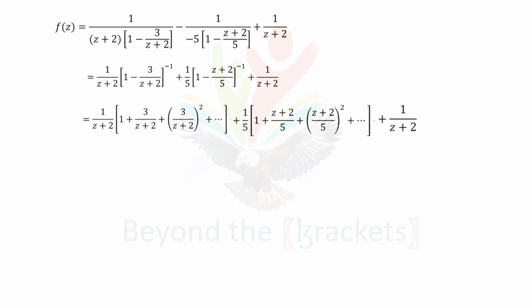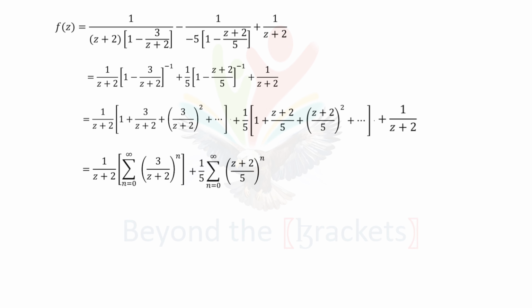Writing this in the summation form, for the first term we have 1 by z plus 2 into summation n is from 0 to infinity (3 by z plus 2) whole power n. So when n is equal to 0, we get 1. When n is equal to 1, it's 3 by z plus 2. When n is equal to 2, it's (3 by z plus 2) whole square and so on. For the second term, we have 1 by 5 summation n is from 0 to infinity ((z plus 2) by 5) whole power n. When n is equal to 0, we get 1. When n is equal to 1, it's (z plus 2) by 5. N is equal to 2 is ((z plus 2) by 5) whole square and so on. 1 by z plus 2 is common for the first and the third term, which completes the solution for the given question.